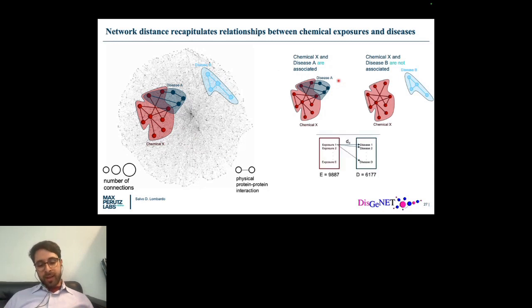But for now, you just have to know that we performed this experiment for a lot of exposures, almost 10,000, and 6,000 diseases, so that in the end we have something like 60 million possible combinations. Among all of these pairwise combinations, we were able to find the most significant ones, the ones that were more associated to each other and that would then relate to a specific phenotype.